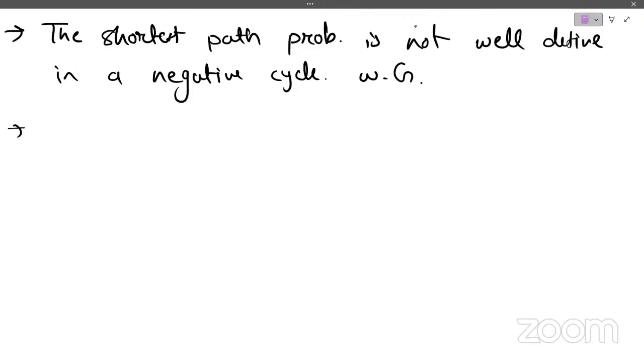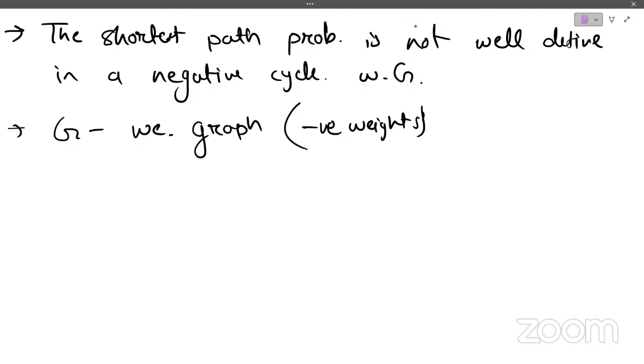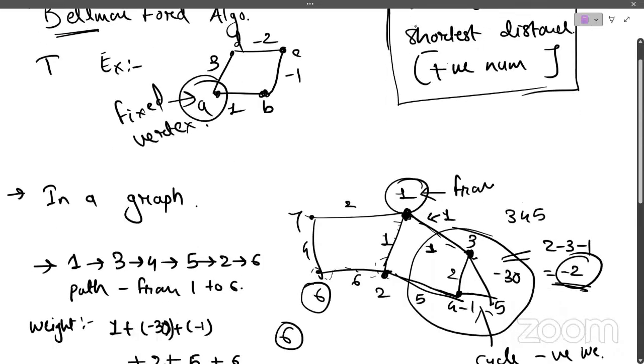So for that, suppose I have a weighted graph which contains some negative weights on some edges. Then in this graph, how could you find the shortest path from a fixed vertex to the other vertices? Okay. So for dealing with this problem, we'll use what we call the Bellman-Ford algorithm, which is basically an extension of Dijkstra's algorithm.